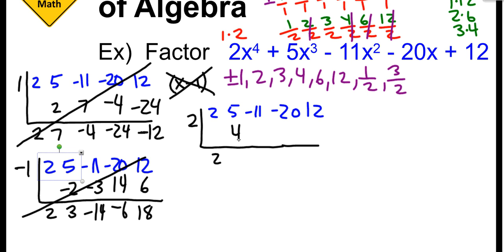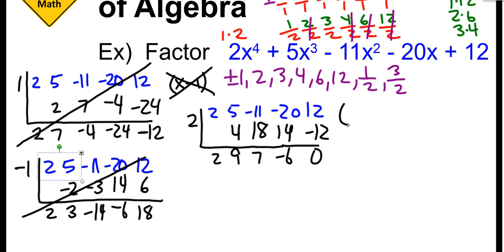Add down and multiply. Add down and multiply. Add down and multiply. Add down and 0. Okay, 0. Sweet. What that means is if you divide, you're going to get a remainder of 0. That means that number 2 divides evenly.